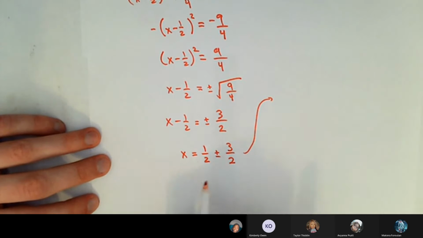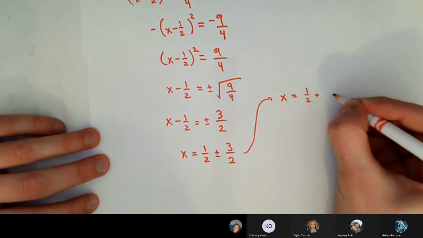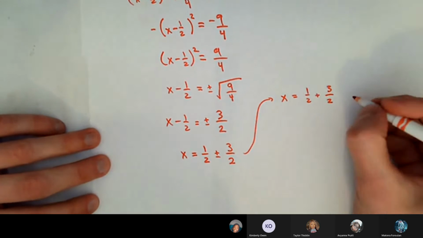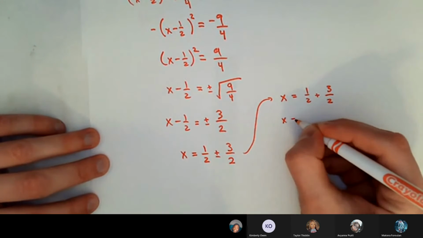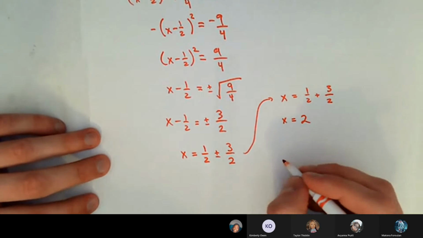Now here I can actually go ahead and split these and solve them, because this is just like fraction addition. There's the plus one, right? So this is two answers: 1/2 plus 3/2 and 1/2 minus 3/2. I'll solve each of these individually. This one gives me 1/2 plus 3/2 is 4/2. That's 2. Nice.